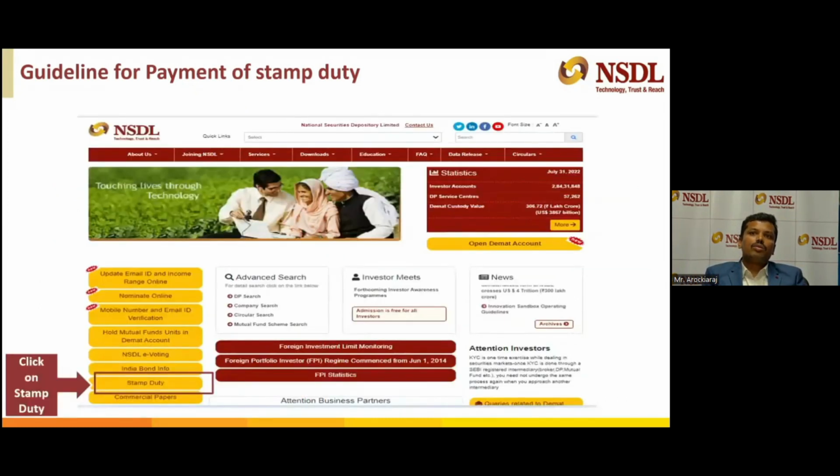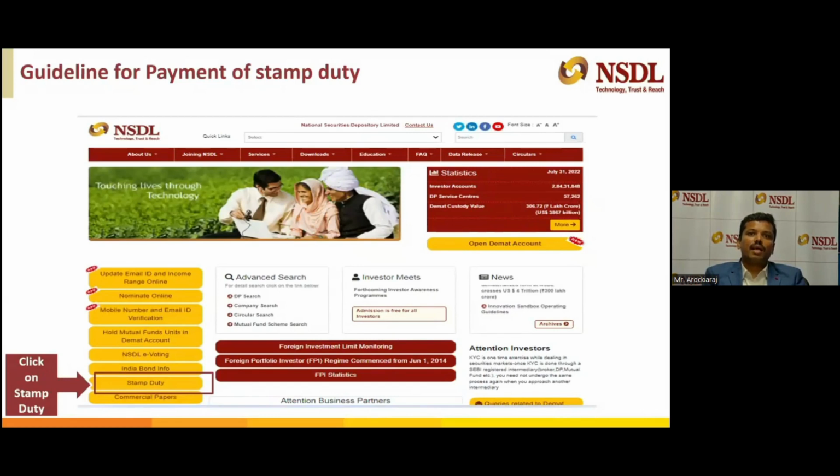The payment can also be made through the payment gateway link which is available on the NSDL website, that is nsdl.co.in. On the home page, on the left side, there is a tab namely stamp duty. Once you click on that link, you will see this page. For simplicity and convenience of clients, a stamp duty calculator is available on the NSDL website.